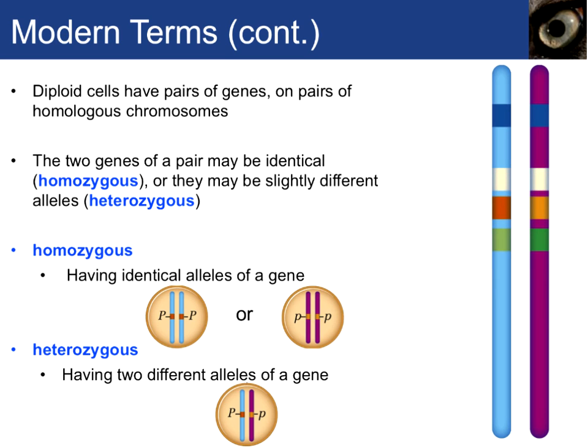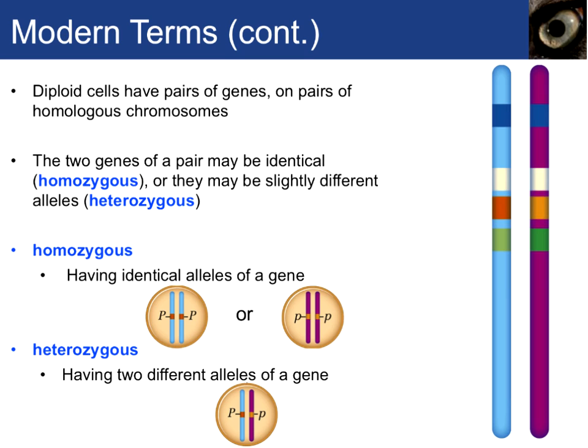If the alleles for the gene are identically the same, and so they have exactly the same DNA sequence, the organism is said to be homozygous for that gene. If the alleles are different and one chromosome has an allele that has a slightly different DNA sequence, because of maybe a mutation, so there's a mutation on one and the other one doesn't have a mutation, then that organism is said to be heterozygous.